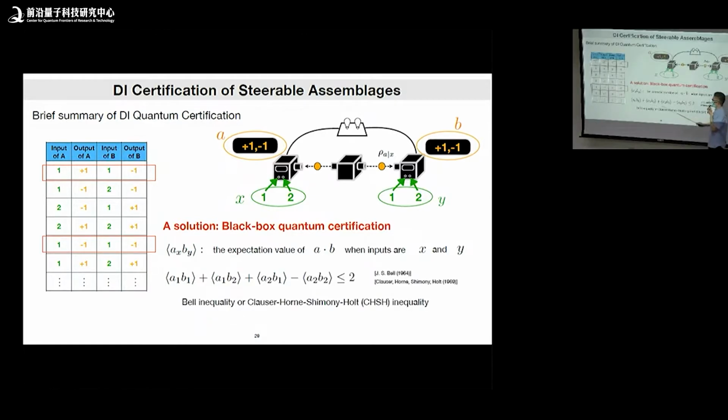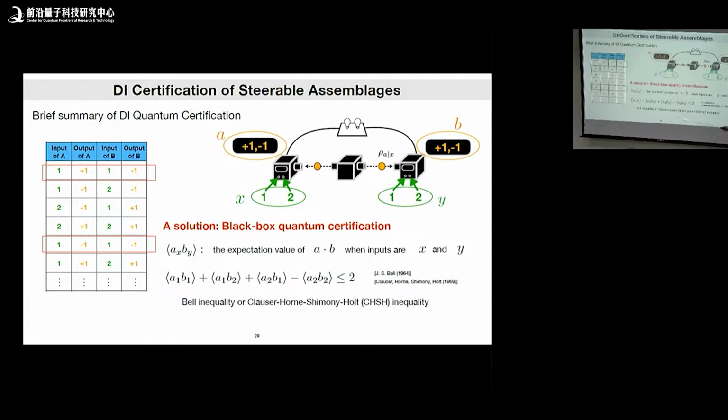So the next important idea is these inequalities, which list A1 B1 plus A1 B2 plus A2 B1 minus A2 B2, which is upper bounded by the value of 2. This inequality is called a Bell inequality, which was proposed by John Bell in 1964. We also call this inequality a CHSH inequality, because it was proposed by these 4 researchers in 1969.